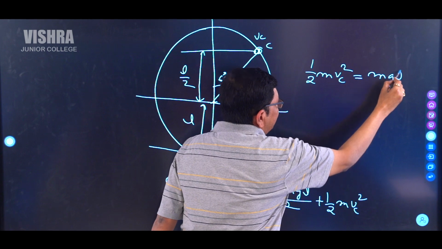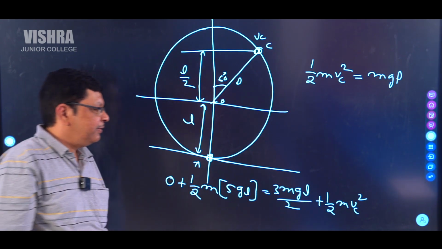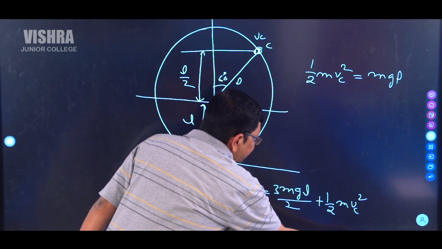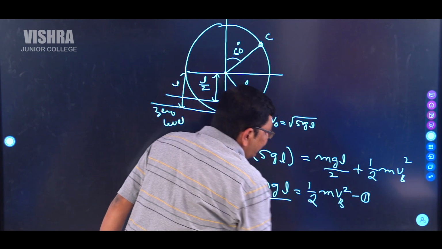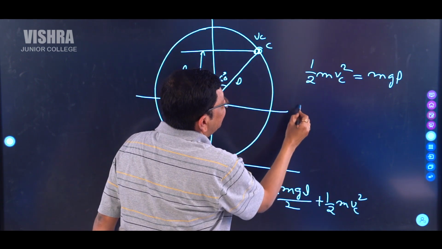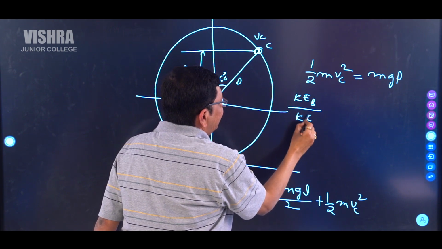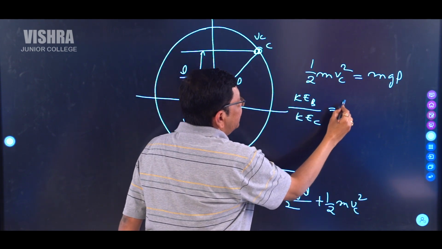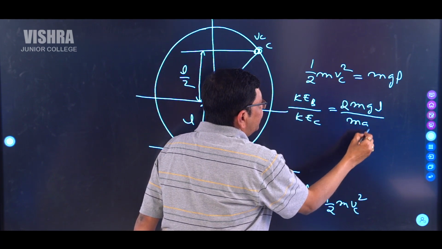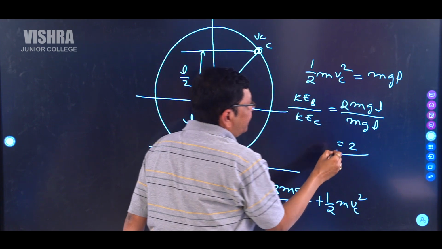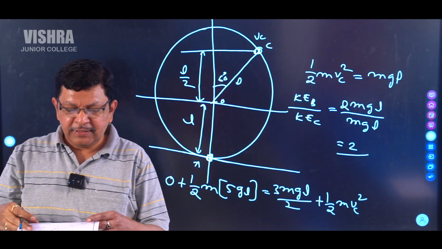And the question is the ratio between kinetic energy at B and at C. From the earlier derivation, the kinetic energy at B is 2mgL and the kinetic energy at C is mgL. So kinetic energy at B divided by kinetic energy at C will be 2mgL upon mgL. They cancel, and the remaining ratio is 2:1. So the answer is 2. This is the problem, and let us go to the next one.